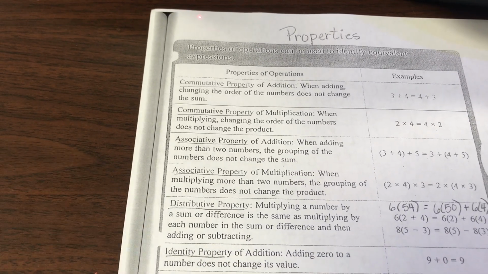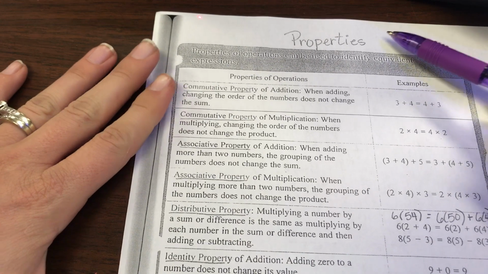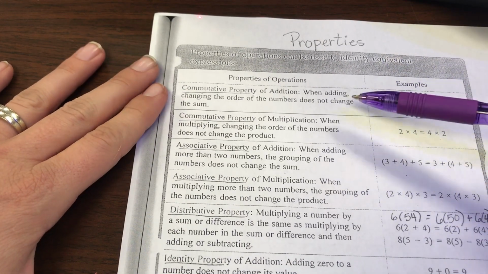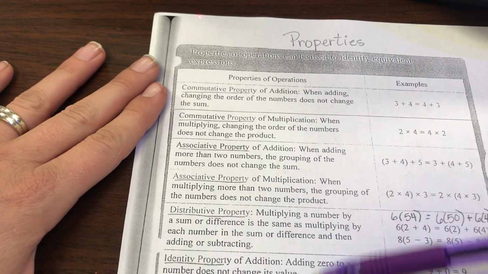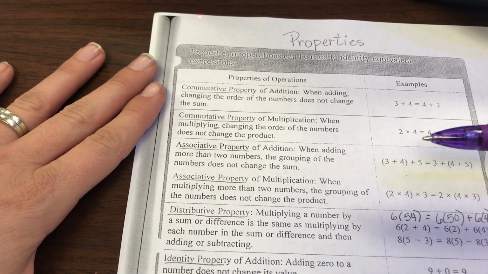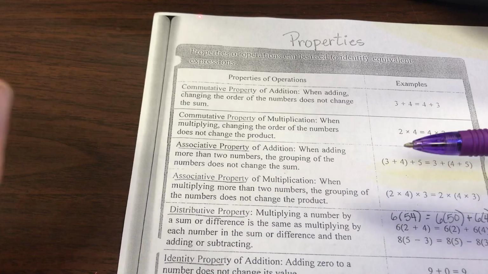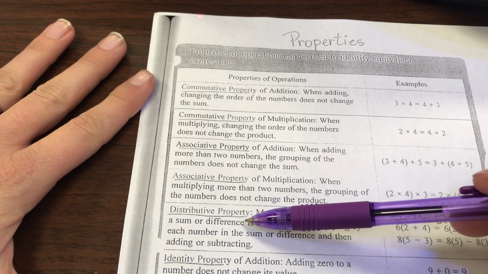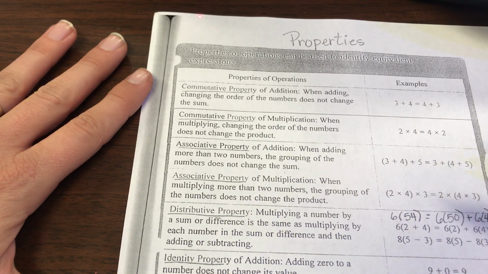So we're on page 75 in your journal. We're going to be talking about properties. These are going to be all properties of addition and multiplication. Notice we're not going to mention division, and only a little bit of subtraction, which is just a very minor part of the distributive property.